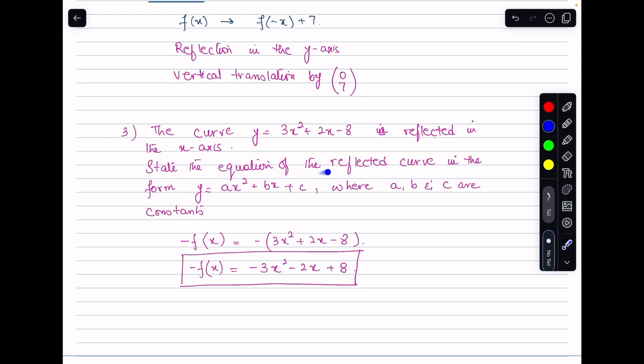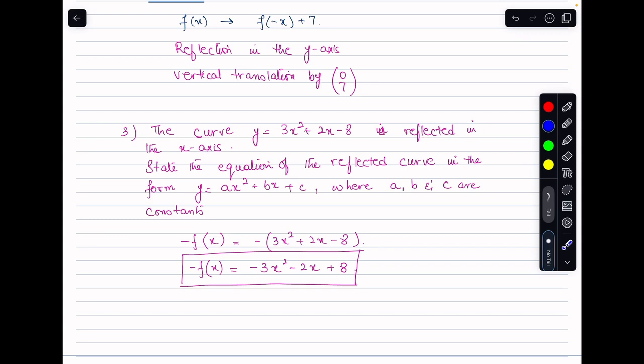So state the equation of the reflected curve. To get that equation, I am just multiplying the entire equation by the negative sign, so that finally my reflected function has the equation y equals minus 3x squared minus 2x plus 8. So this is how I will write the equation of the reflected curve in the form y equals ax squared plus bx plus c. So this is going to be the answer.